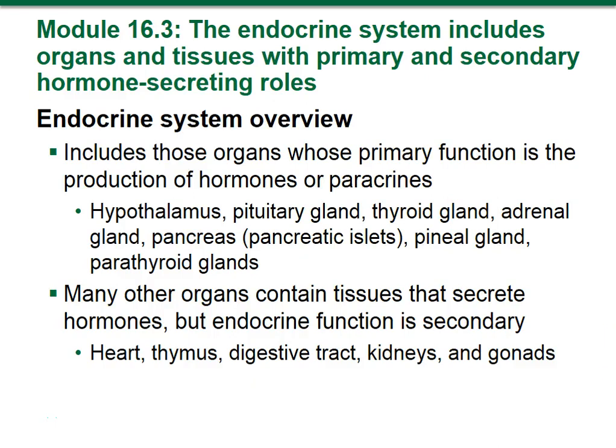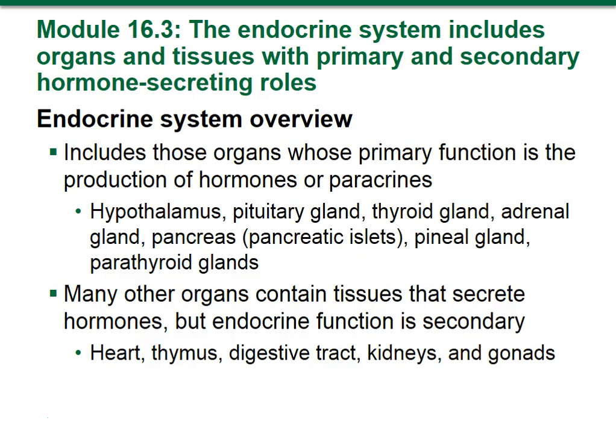So we're going to start talking about the system as a whole. We already talked about the hormones and categorization of them, and we'll go through the rest of this chapter in more detail on each of the separate hormones and how they actually have impacts within your system. So we will come back to that. But keep in mind, your endocrine system includes organs whose primary function is production of hormones or paracrines.